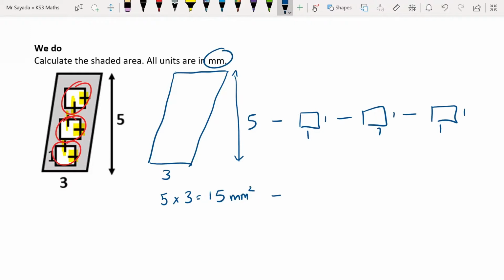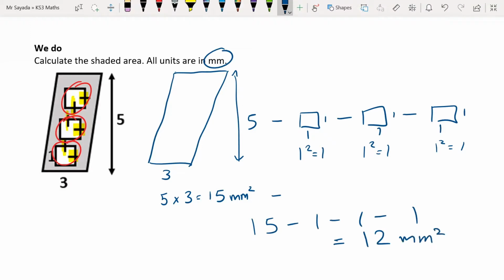This is a square 1 by 1. So that is 1 squared, which is 1. This one's also 1 squared, which is 1. And this one's also 1 squared, which is 1. So therefore I need to do 15 minus 1 minus 1 minus 1, which leaves me 12 millimeters squared.